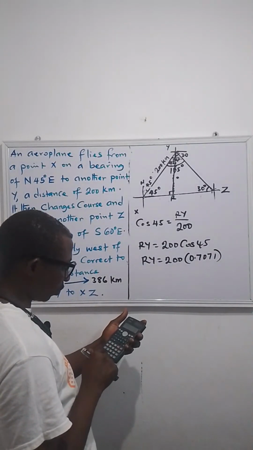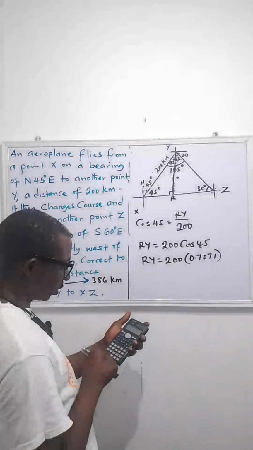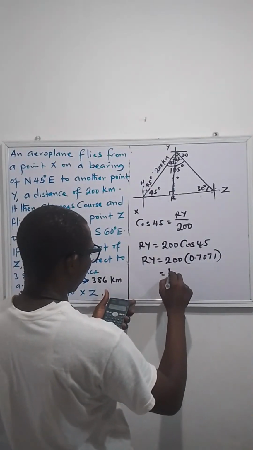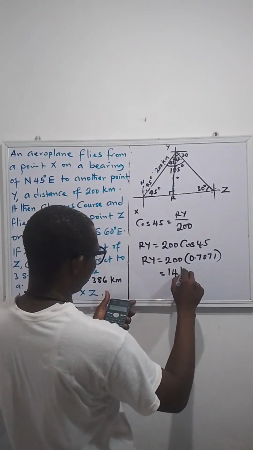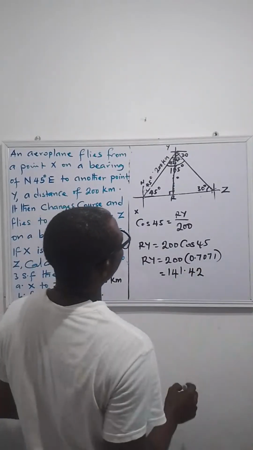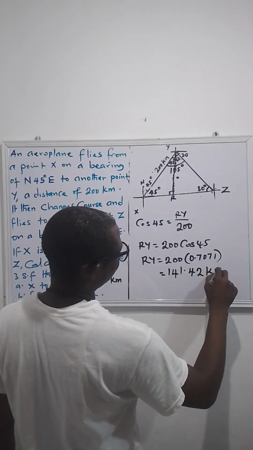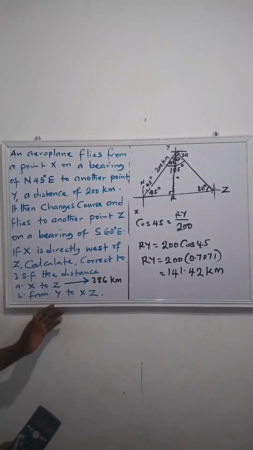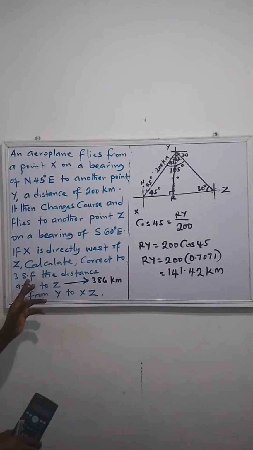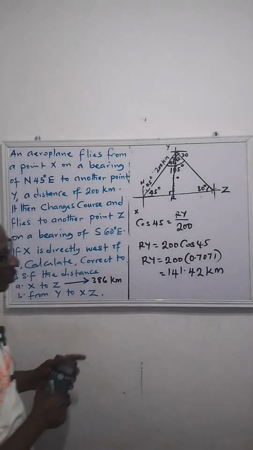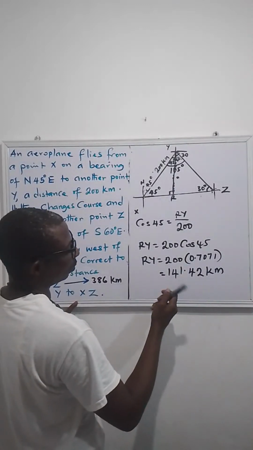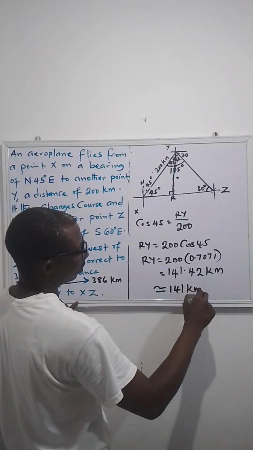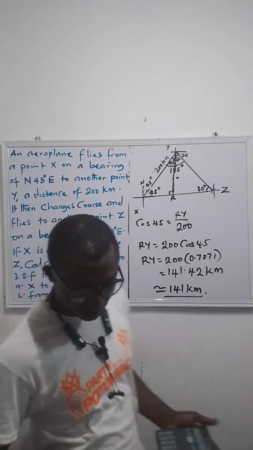Now let's multiply that by 200. When you multiply that by 200, what do you have? You have 141.42, and that's going to be in kilometers. So we can correct our answer to 3 significant figures. Let's count 1, 2, 3. So our answer now is going to be 141 kilometers. That is the answer to the problem.